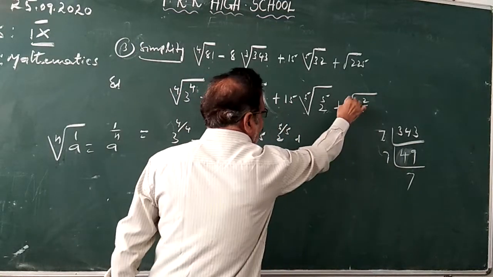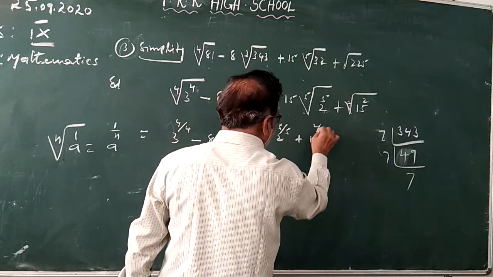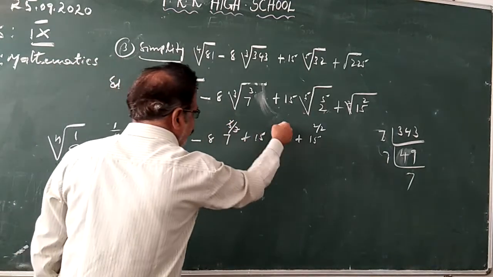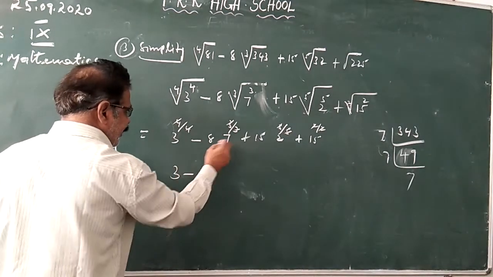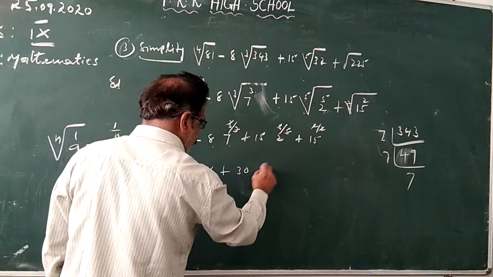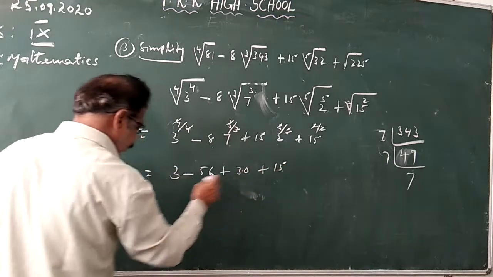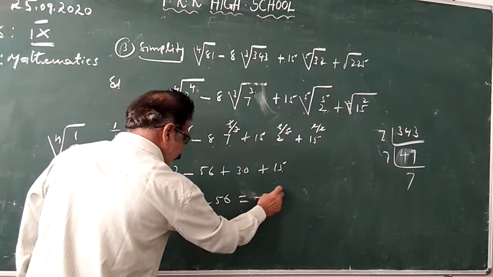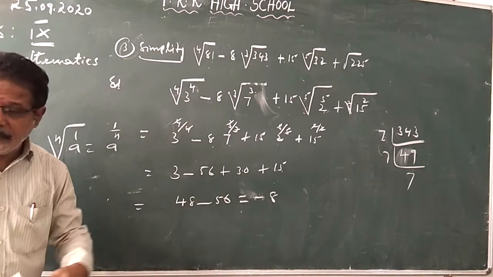No order. Nothing means square means 2 here. So 15 to the power of 2 by 2. So 4 1 is 4, 3 1 is 3, 5 1 is 5, 4 1 is 2. So we got 3 minus 8 7 is 56, 15 2 is 30 plus 15. So 30 plus 15 is 45, 45 plus 3 is 48, minus 56, that equals minus 8. So after simplification we got the answer minus 8.